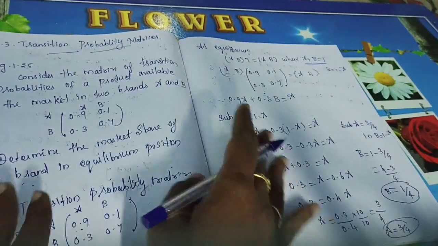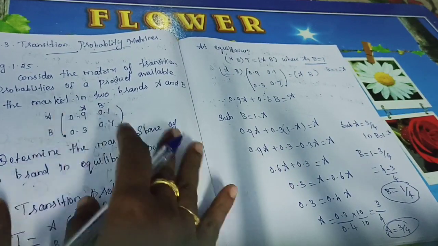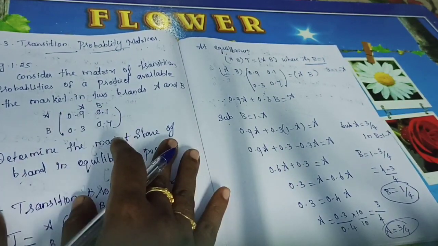So example 1.25 is completed. In the next class, we will continue from example 1.26.